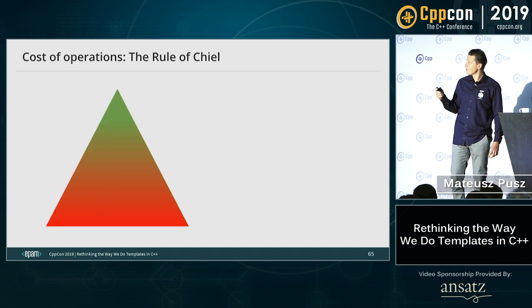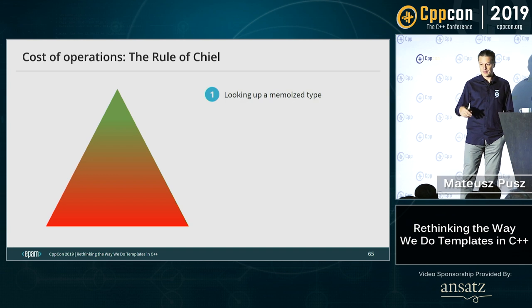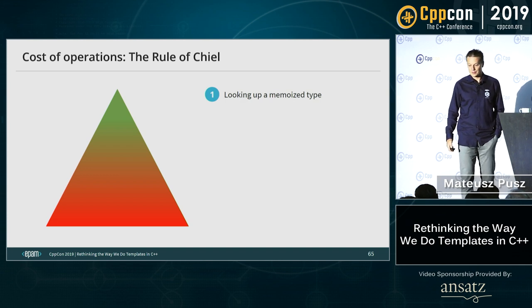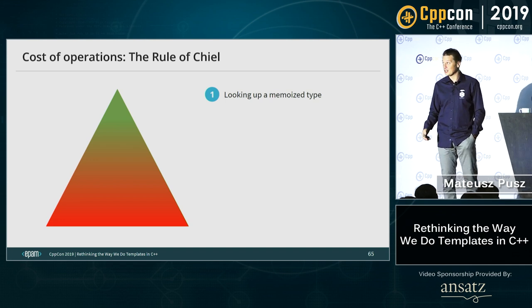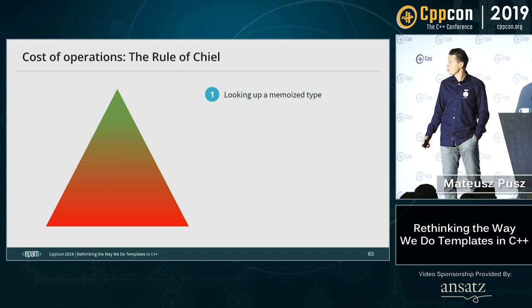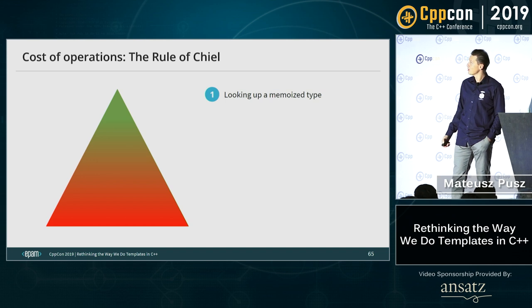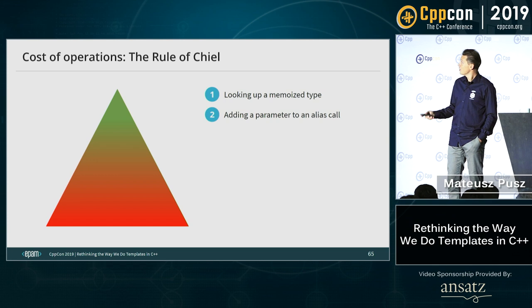And what they found out is that the cheapest one is just looking up a memoized type by the compiler. The compiler remembers your instantiation, and if you're instantiating the same type again, it will just remember what it did already. Right now it's not true for constexpr, it's not true for NTTP. I hope it will also be, and concepts too. It's not true for concepts.